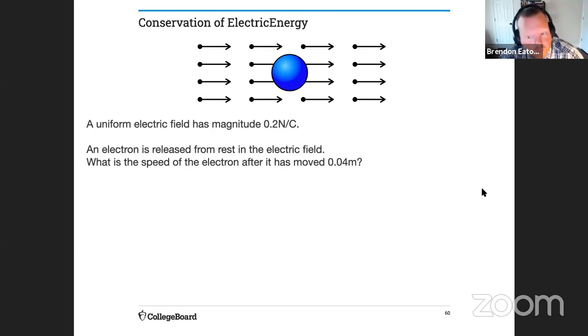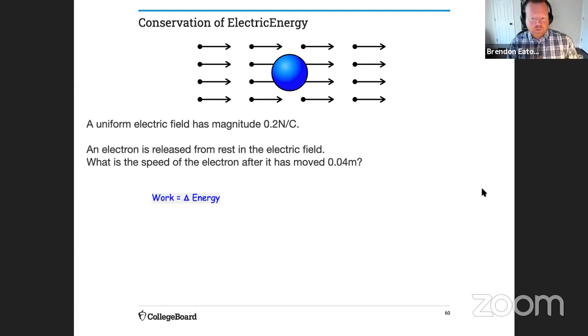When an electron is released from rest in the electric field, what's the speed of that electron after it's moved 0.04 meters? So knowing that Mr. Mancino's blue charges are always negative, I should have known that that's an electron. So we could go a couple of different ways to solve this, but I think the easiest way to start off is knowing that work is equal to a change in energy. Again, that's a concept that comes in the first 6 weeks or so of Physics 1.